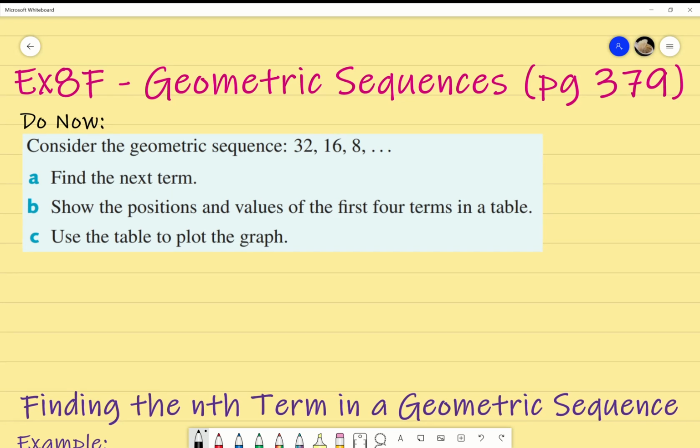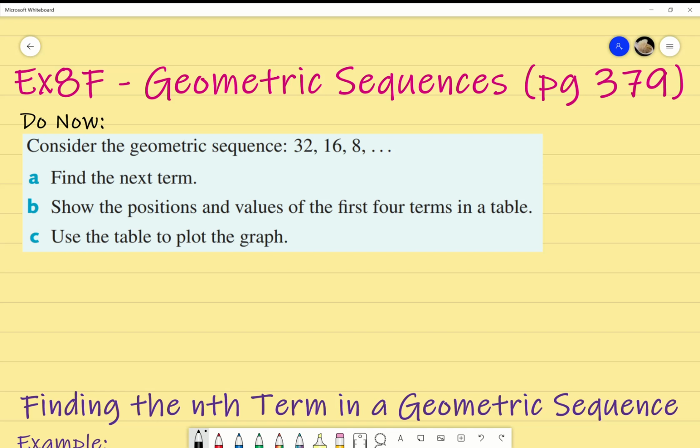This is exercise 8F on geometric sequences on page 379 of your textbook. Quick do now question. This is just based off the content we learned in exercise 8E. We're presented with a geometric sequence. Off the bat, our sequence is going down. So should our common ratio be greater or less than 1?